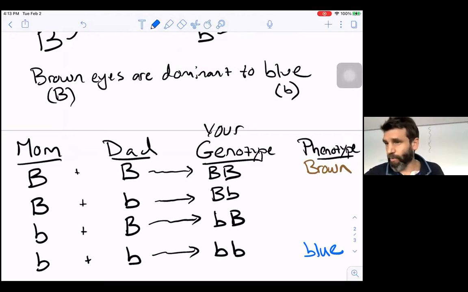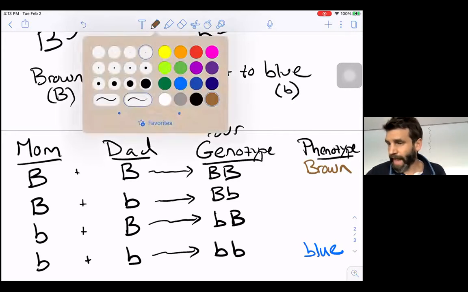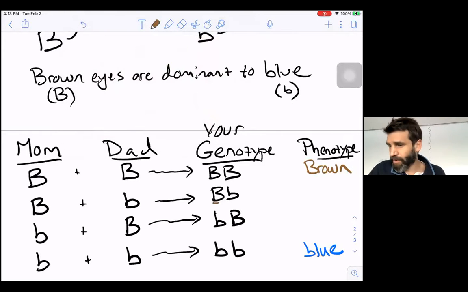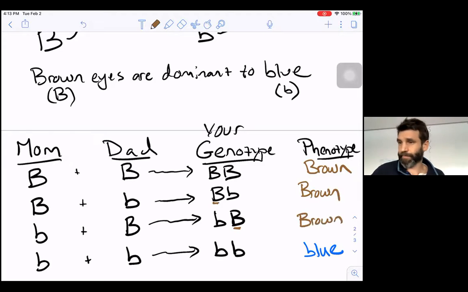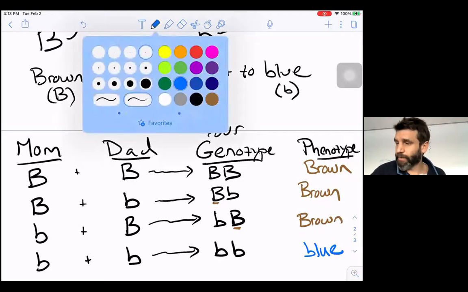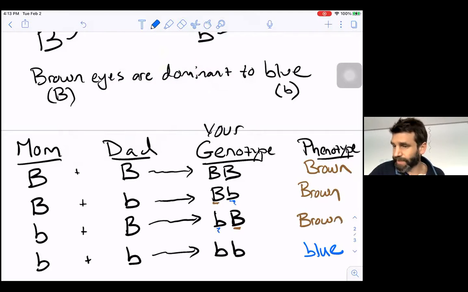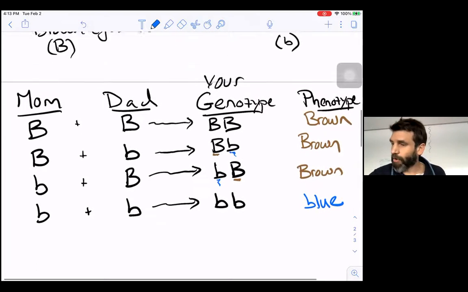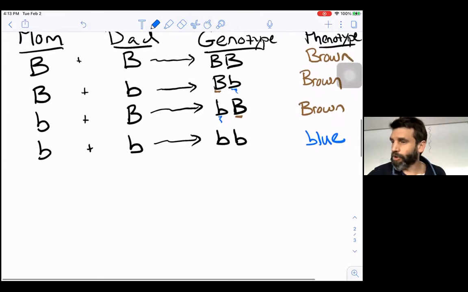And here's now where we show what happens if you have only one copy of the dominant gene. That takes over and your eyes are brown. You carry the recessive trait with you if you're in this, what's called heterozygous. We'll talk about that in just a sec. But your eyes are brown.